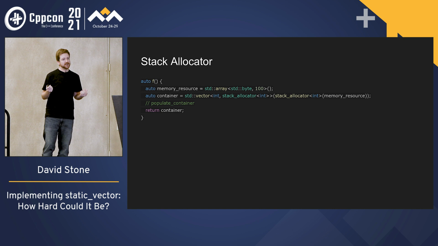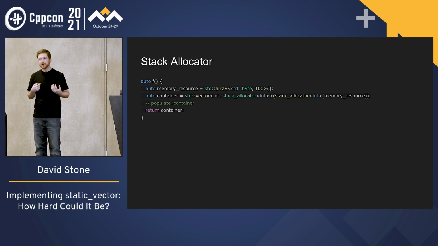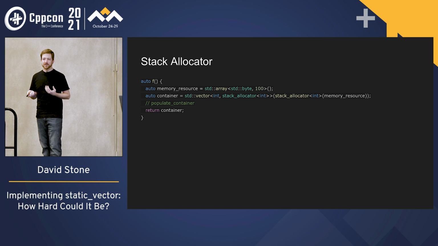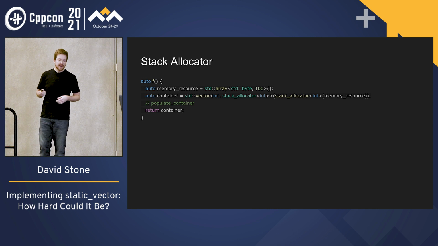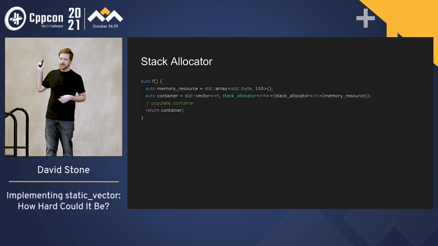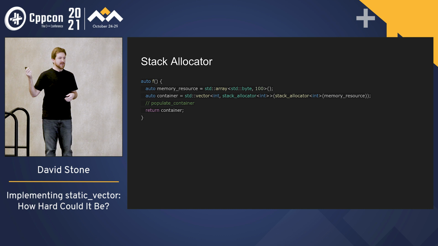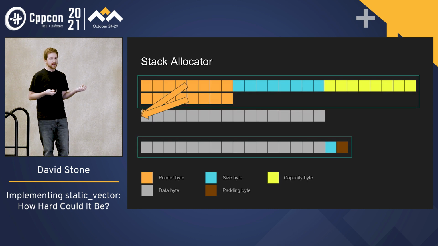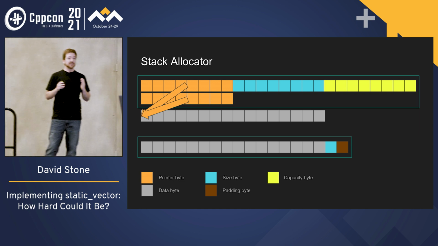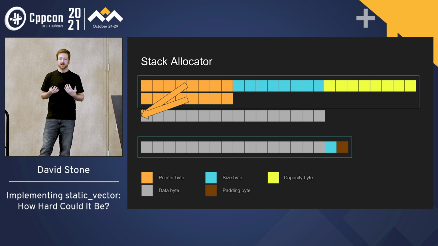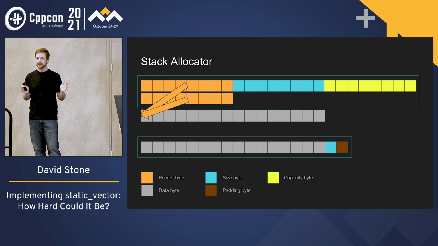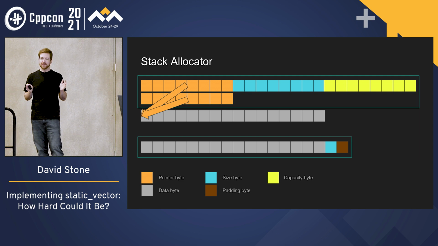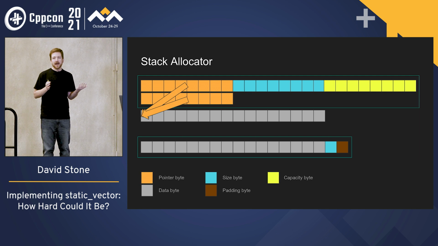But there's a second issue. This is the memory layout of a vector with a stateful allocator. So now we have the pointer to the data, the size, and the capacity that we used to have, and we also have the pointer to the memory resource. Now, this is going to perform a whole lot better than just vector would, because the allocation is really fast. You're just incrementing a pointer into your stack allocator. And deallocation is really fast, because you don't have to do anything.